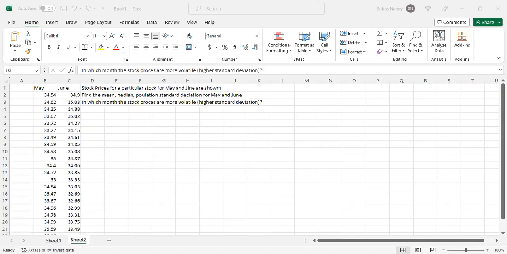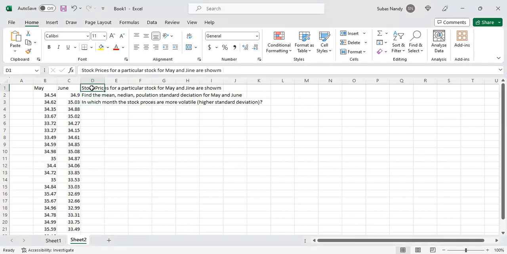Good day, everybody. Today we are going to talk about stock price, standard deviation, and volatility in 2 months. So here are the data. Stock prices for a particular stock for May and June are shown. Okay. So May and June.